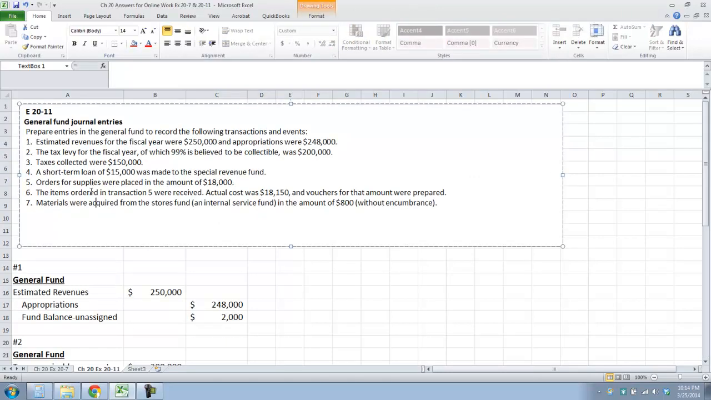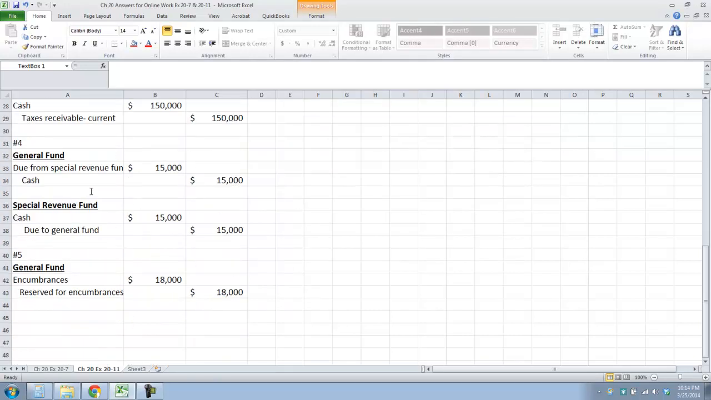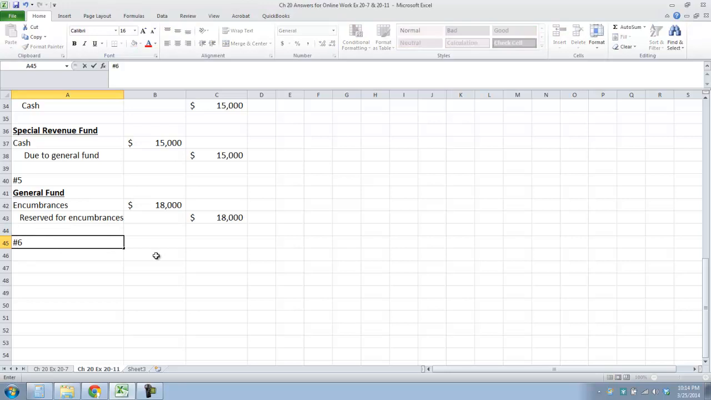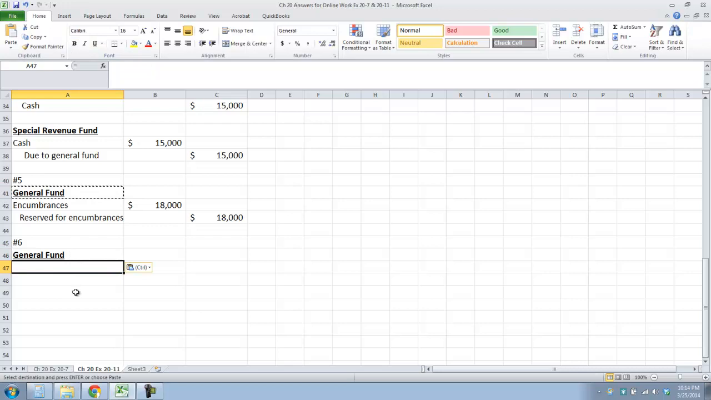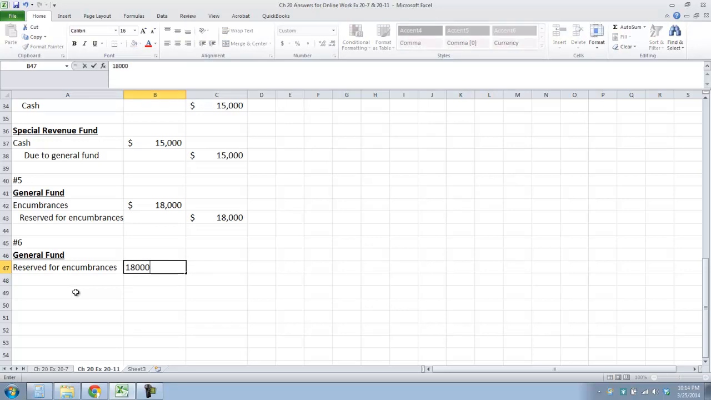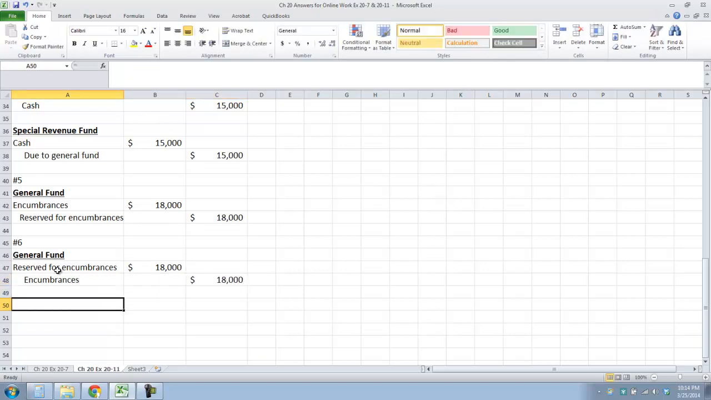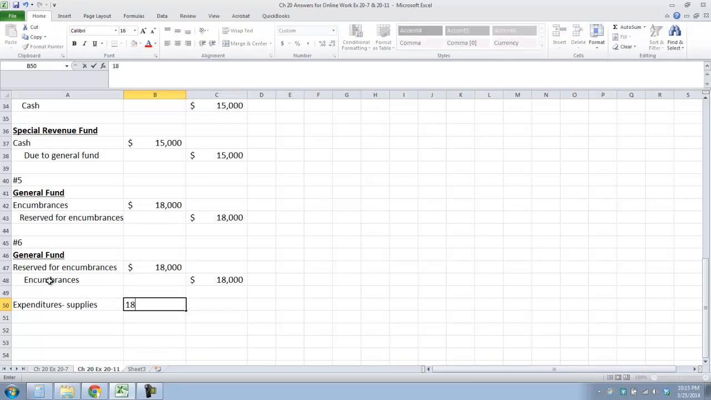The items ordered in transaction 5 were received at actual cost of $18,150. Vouchers for that amount were prepared. Okay. So number 6, we're in the general fund. If we made an encumbrance when we ordered it, we must reverse the encumbrance for the same amount that we made it in. The amount in number 5 was 18,000. Now we'll also recognize the supplies: expenditures, supplies, 18,150, and vouchers payable. I'd like to think of that as accounts payable, so it's a current liability.